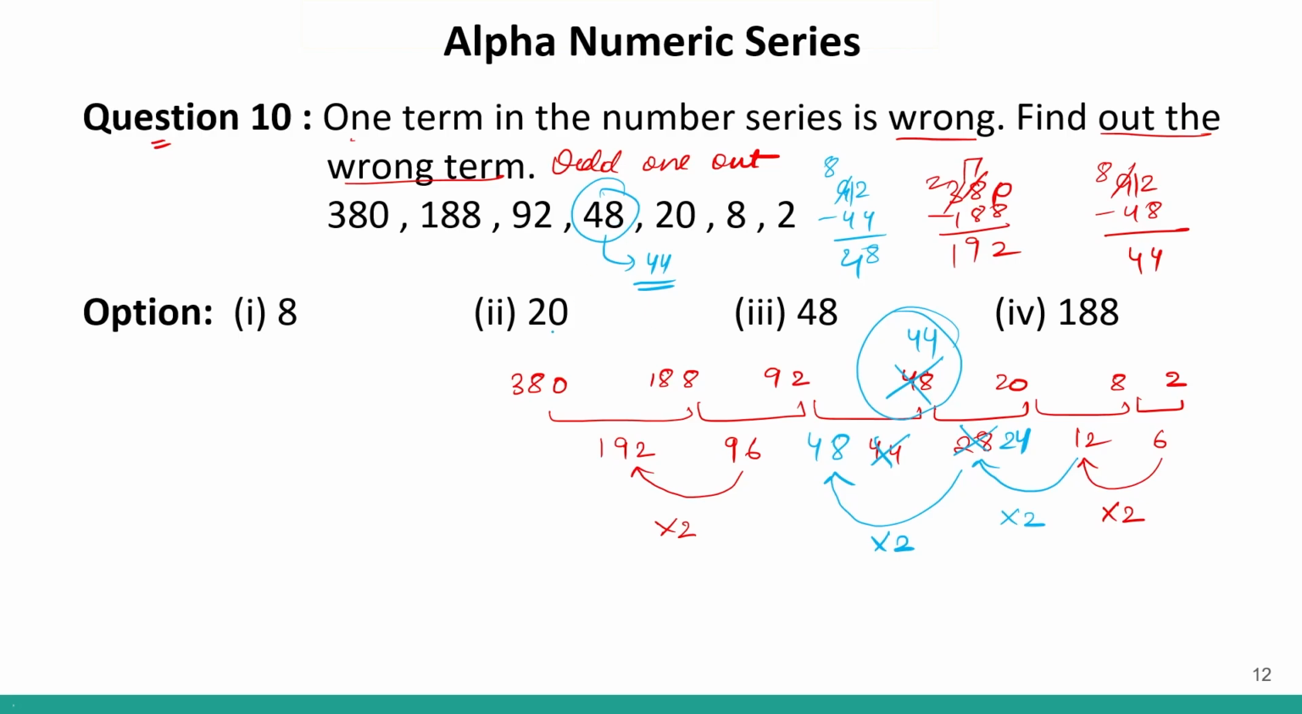So this will be the odd one out. Option number 3, 48 will be the odd one out. This one will be the odd one out. Instead of this, we should have 44 to complete the logic.